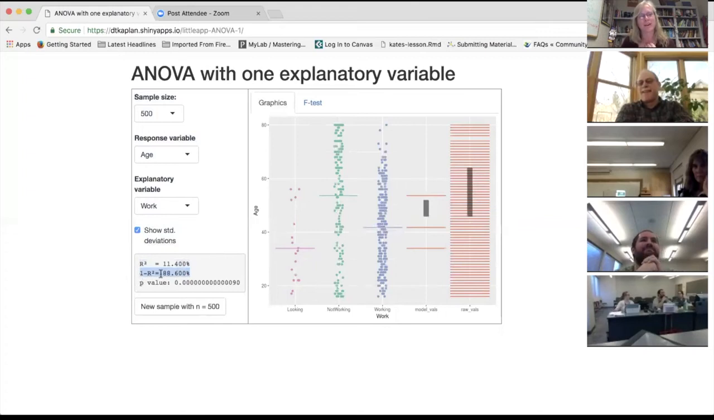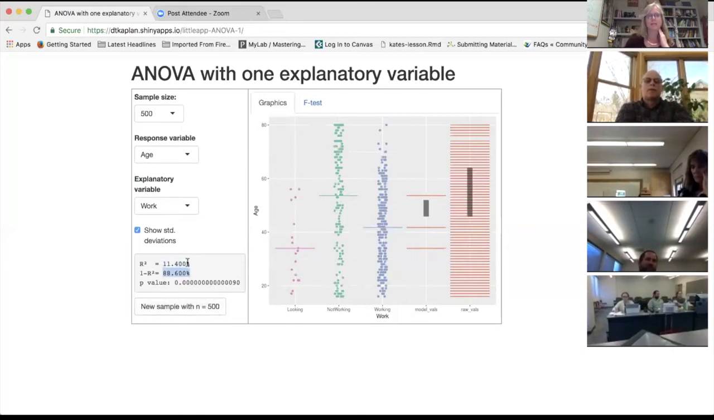So this line here, the 1 minus R squared, is how much is unexplained. So you can see that there's not a great deal that's actually explained by this model. So in other words, it doesn't look like working status actually is explained by, or is involved in age, but you never know. But we don't see a lot of explanation here. 88%, sorry, is unexplained by the model.